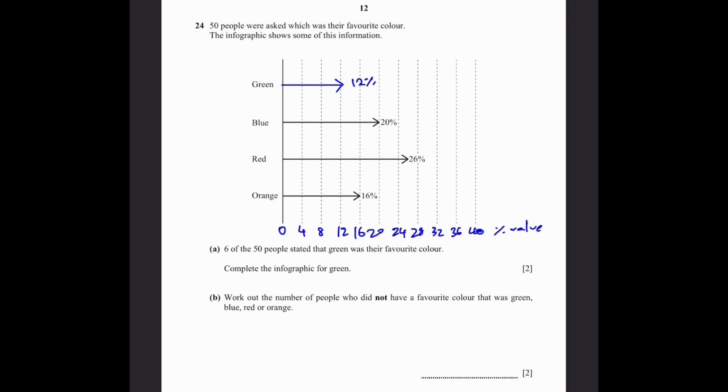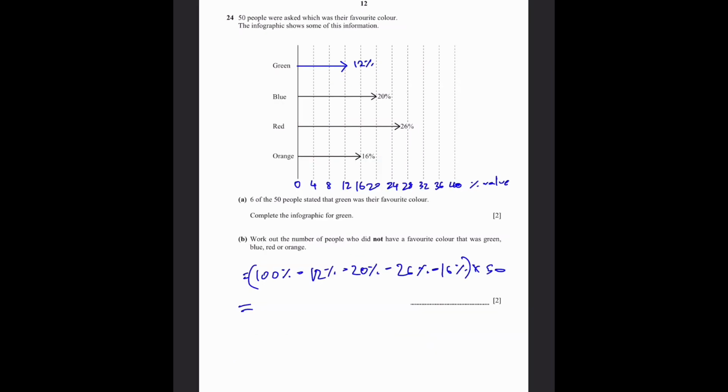B, work out the number of people who did not have a favorite color that was green, blue, red, or orange. So that'll be 100% minus all these 4 percentages: 12%, 20%, 26%, 16%, and the whole thing multiplied by 50, which is the number of people. That'll be equal to 100 minus 74, which is 26% multiplied by 50. 26 by 100 into 50. And now we cancel out, 26 by 2, which is 13 people. That's the answer.